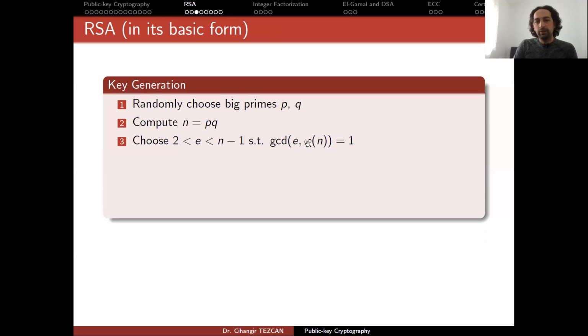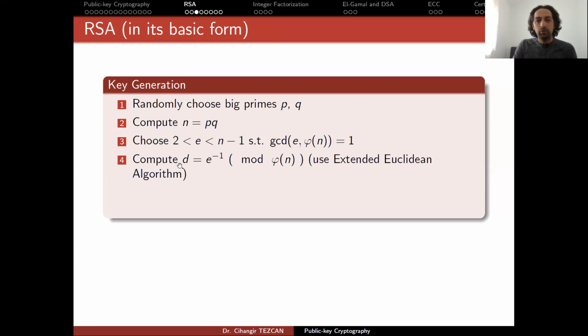So at this point, we see Euler's phi function again. So we need the value of phi n. But as we mentioned before, n is just p times q. So phi n is actually phi p times phi q. And if you go back to the definition, this would mean that phi n is actually p minus 1 times q minus 1. That's it.